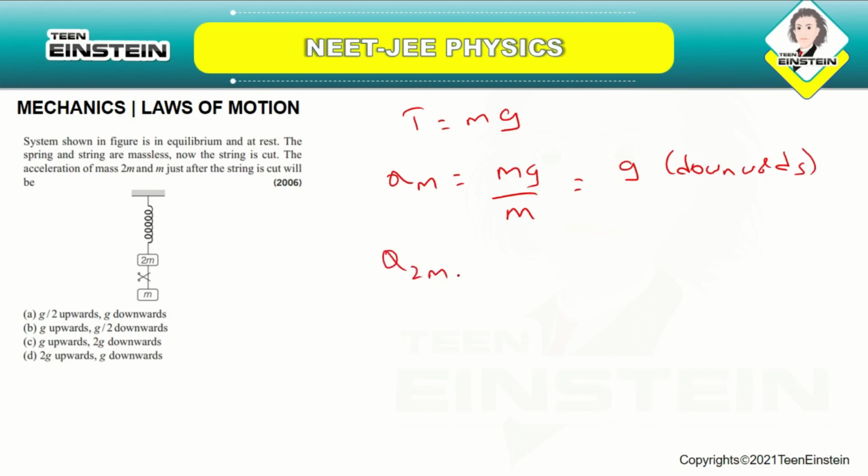Similarly, a 2m is equal to mg by 2m, which is equal to g by 2. So this is upwards. So g downwards and g by 2 upwards is the correct answer. So option number A is the correct one. Okay, let us now move on to the next problem.